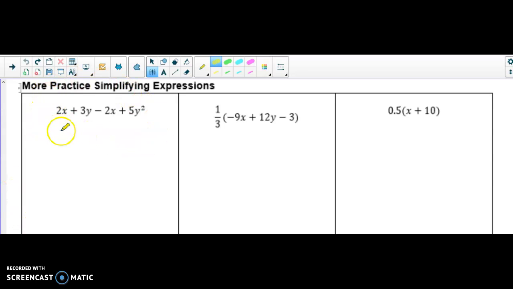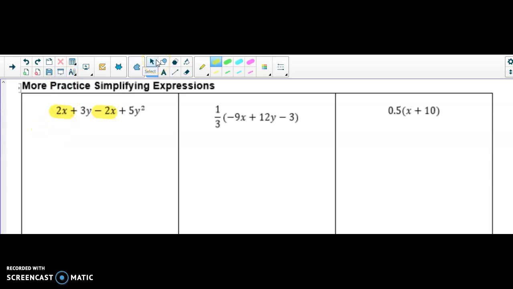To simplify this expression, I'm first going to look to see if I have any of the same variables. I first have 2x, and then I also have a negative 2x. These would actually cancel each other out because they are different signs. Same signs, we would add them up. Different signs, we need to use subtraction. So my x's cancel out.